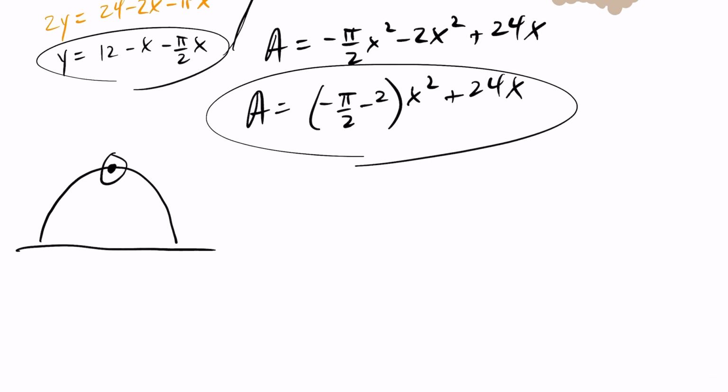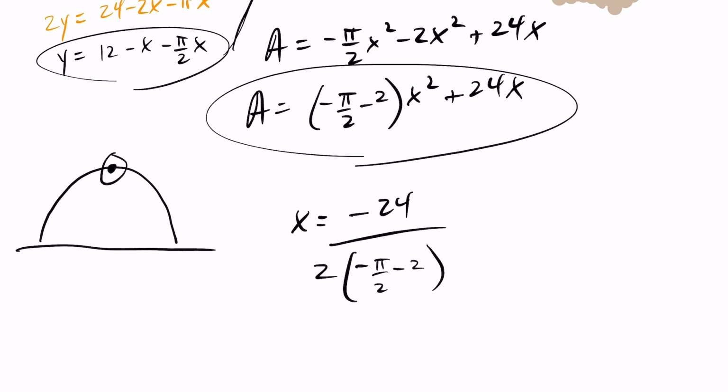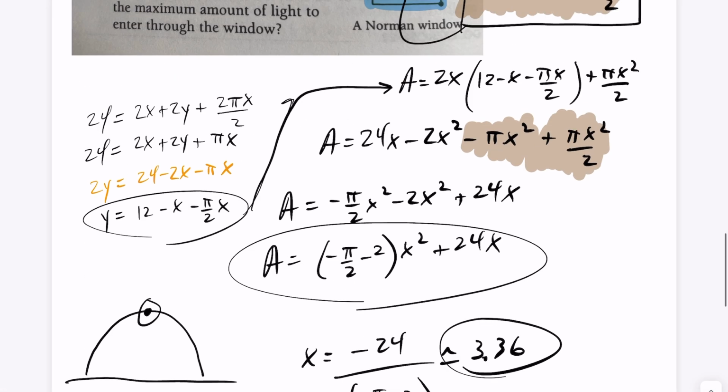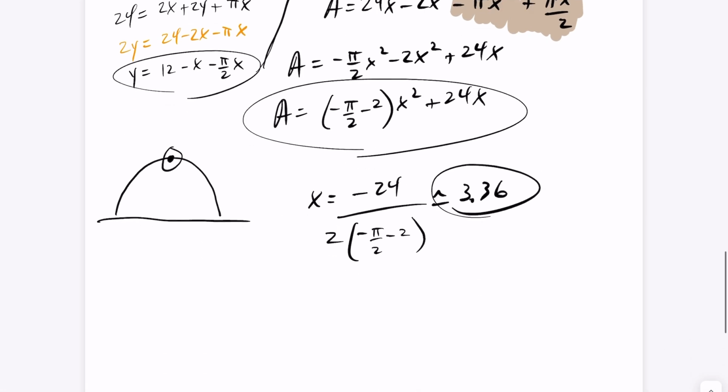So again, go to your negative b over 2a. It's going to be negative b, in this case negative 24, over 2 times negative (pi over 2 plus 2). And if you punch this in your calculator, you get approximately 3.36 for your x value. So that's my x value. I have to now go ahead and solve for my y value.